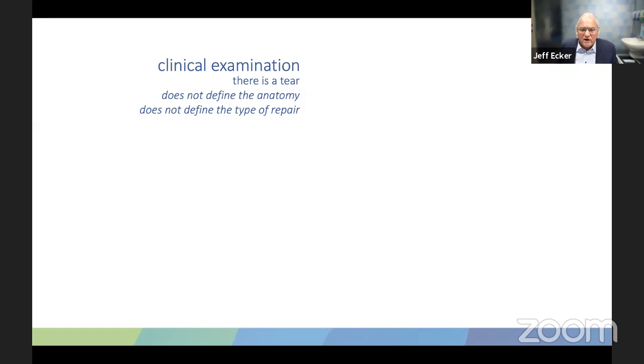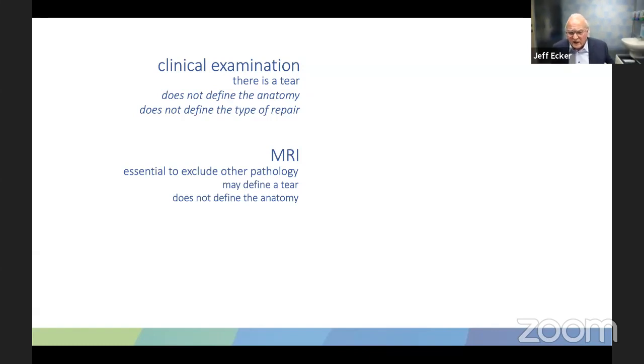It doesn't define the anatomy, nor does it define the type of repair. An MRI is essential to exclude other pathology. It may or may not determine or define a tear, and it does not define the anatomy. A hook test does show you there's a tear, but it doesn't define the anatomy.